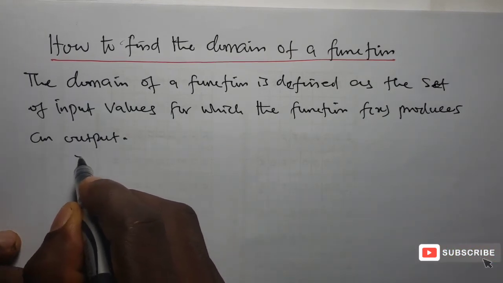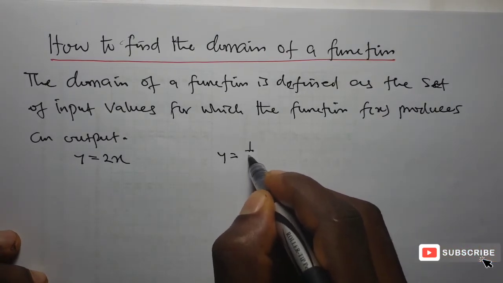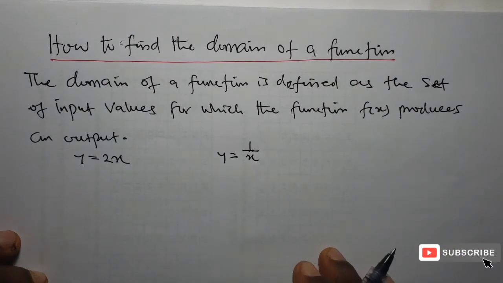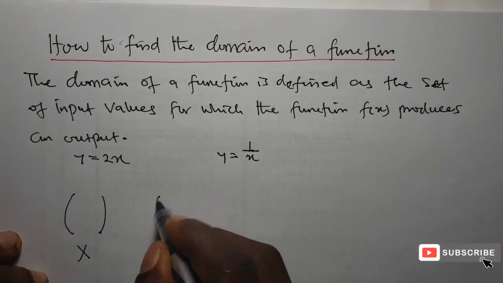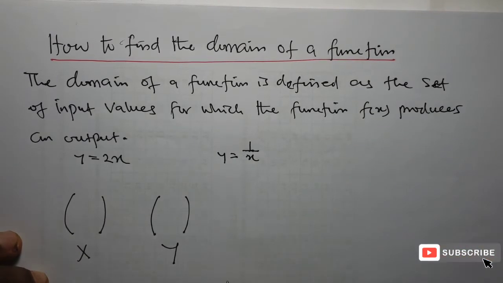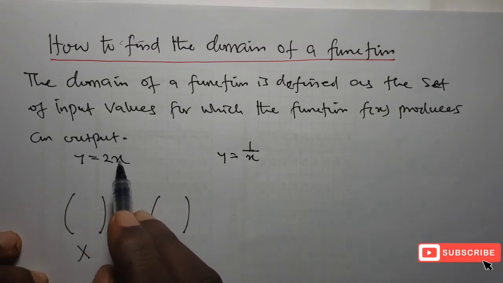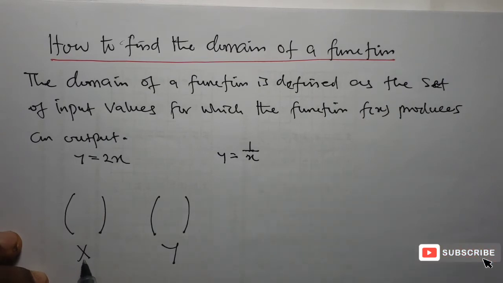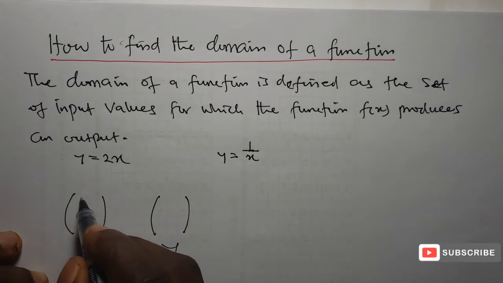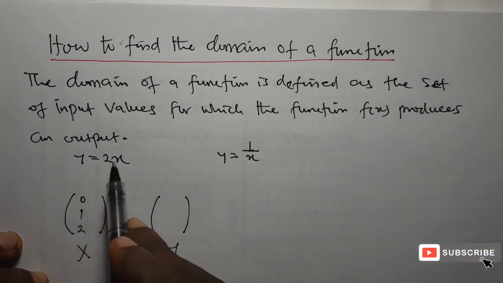Let's consider this function y equal to 2x and this other function here y equal to 1 over x. Let us see if we can understand what the concept of domain is. Consider this set x, which we call the domain, and this other set y, which we call the codomain. For the first function, f of x is 2x. In this case, f of x is 1 over x. If in the domain we have the elements 0, 1 and 2, let's see what happens to this function.